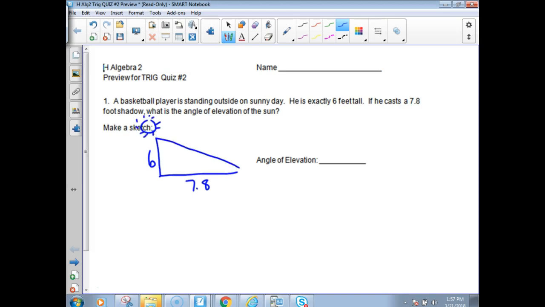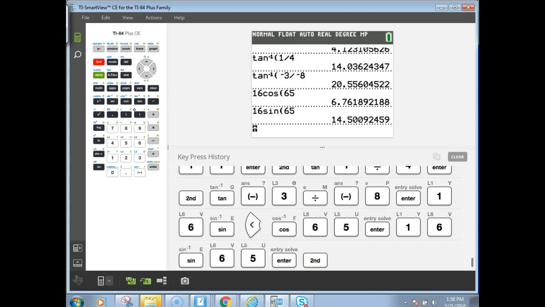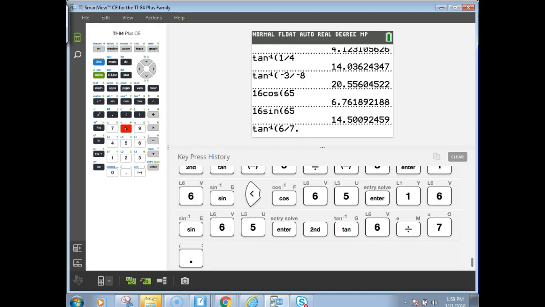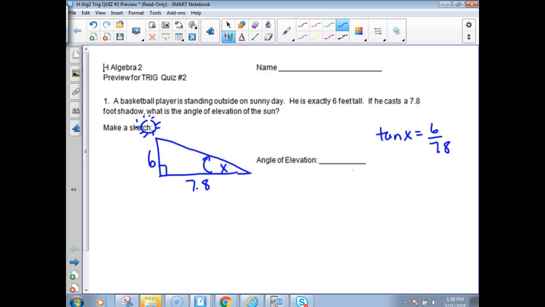All right, so this is the picture. We're going to find the angle of elevation of the sun. Tangent of the angle x is equal to 6 over 7.8. You hit second tangent, inverse tangent of 6 divided by 7.8. And that's 37.6 degrees to the nearest tenth of a degree.